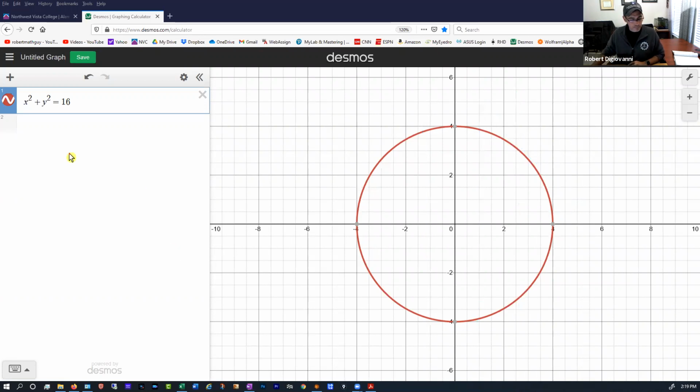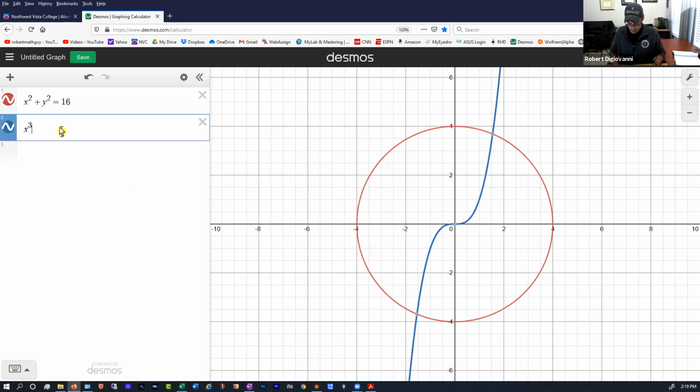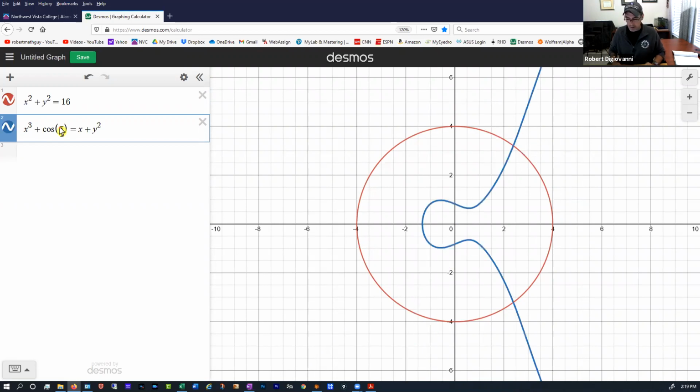The other one, see, this one was weird. x cubed plus cosine of y equals, this is going to be a cool graph, x plus y squared. There we go. See this thing in blue? That is a curve in two-dimensional space. It's not a function of x. It fails the vertical line test. But again, if our math is good at all, if it's worth anything, we should be able to pick some arbitrary point and find the slope of the tangent line.